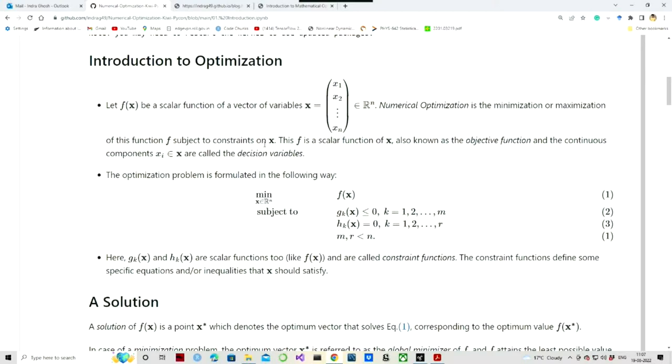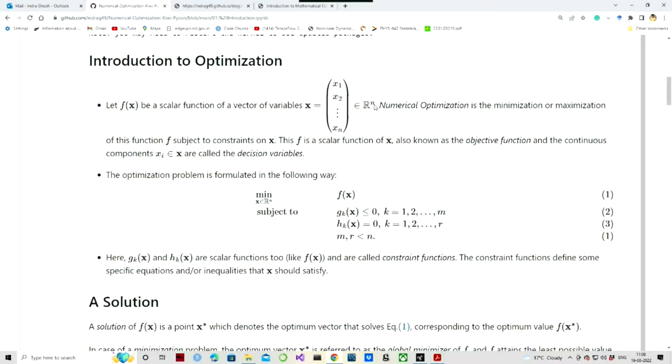Here, this bold letter denotes a vector, and it's made up of n elements, enumerated as x1, x2, till xn. This vector can also be treated as a matrix. It's an n cross one matrix, so n rows, one column, which is a column vector, and this belongs to the n-dimensional space, the Euclidean space.